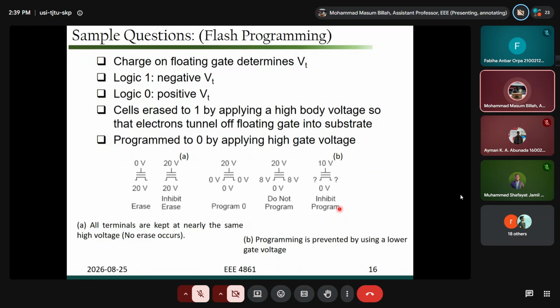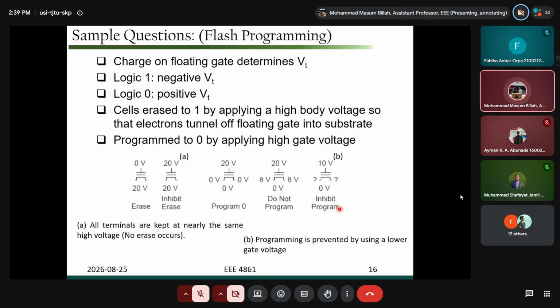Like when you have 0 volt in the gate electrode and 20 volt in the substrate, you just erase everything from the transistor. Or when you have 20 volt in the gate and 20 volt in the substrate, you start the inhibit or erase process, so it will take time to erase the data. All terminals are kept at nearly the same voltage, so no erase occurs. So just going to start, no erase has happened.